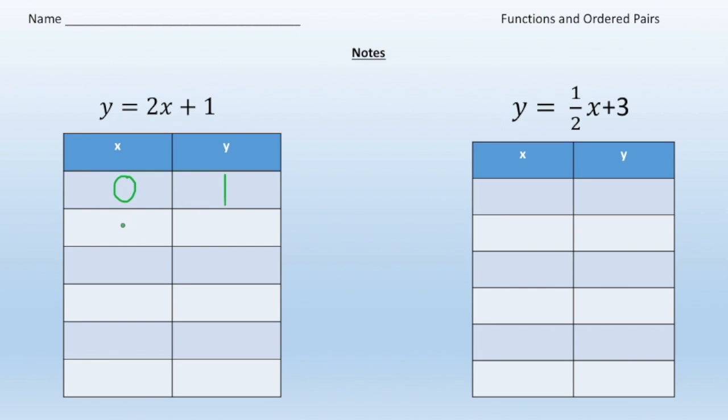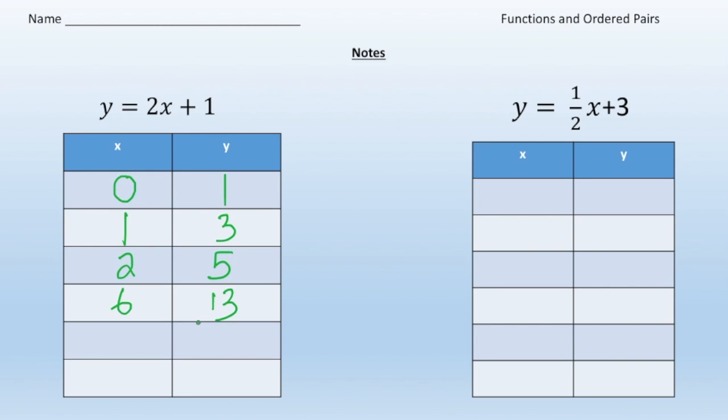Let's try the number 1 for x. Okay, so 2 times 1 is 2 plus 1 is 3. Let's use the number 2 for x. So 2 times 2 is 4, and 4 plus 1 is 5. We can use, say, the number 6. Okay, 2 times 6 is 12, plus 1 is 13.